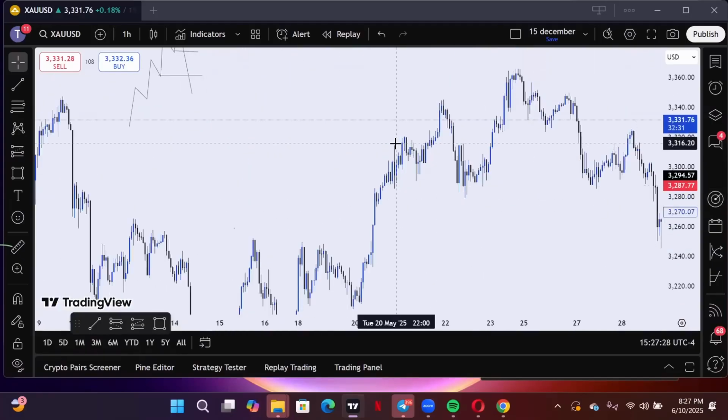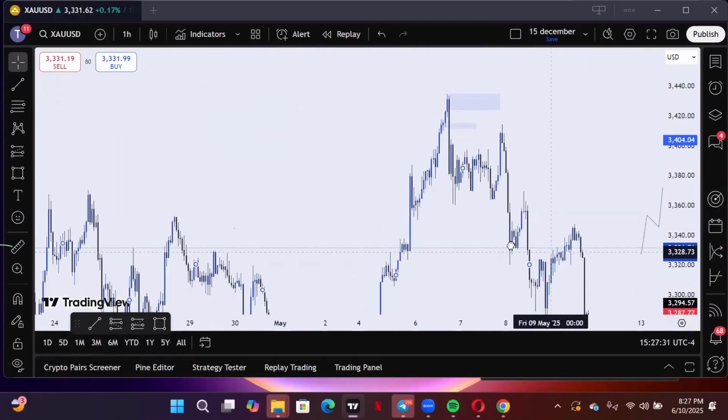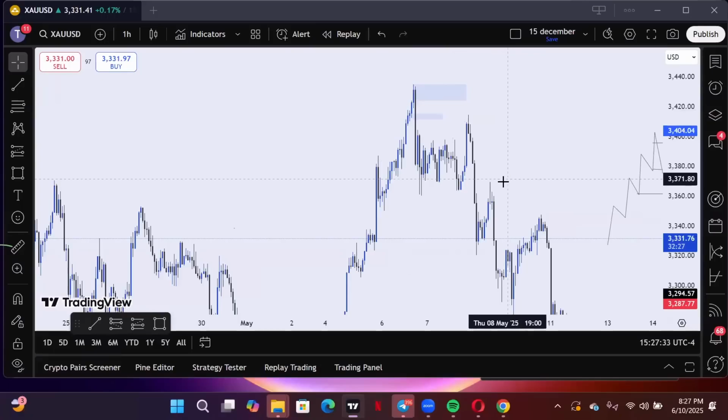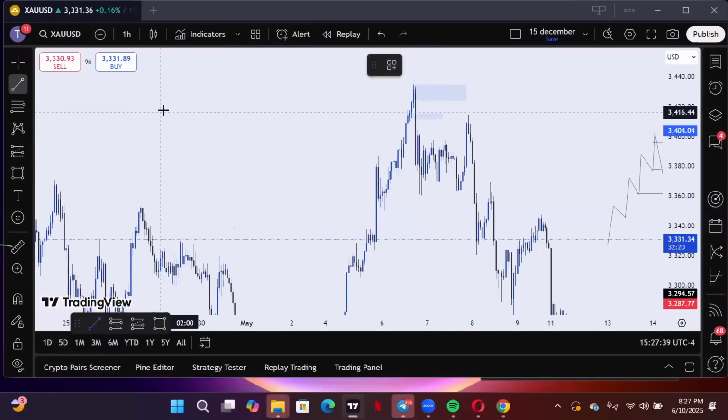Now, same as in this scenario. As market did this market structure shift to the downside here, it closed there, and then the pullback that market did was when it pulled back up here. This is our inducement.